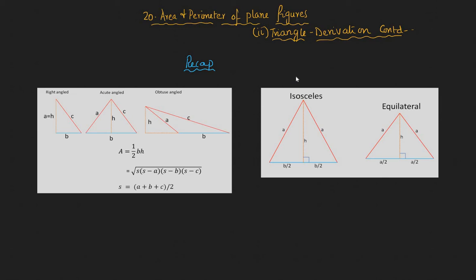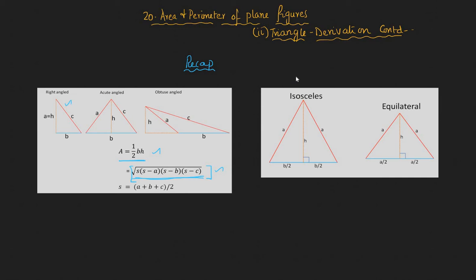In the previous video, we looked at two formulas. One is area is half b into h, and the other is area is the square root of this entity. This is Heron's formula you have here. And both these apply to all three types of triangle, or any type of triangle, right?